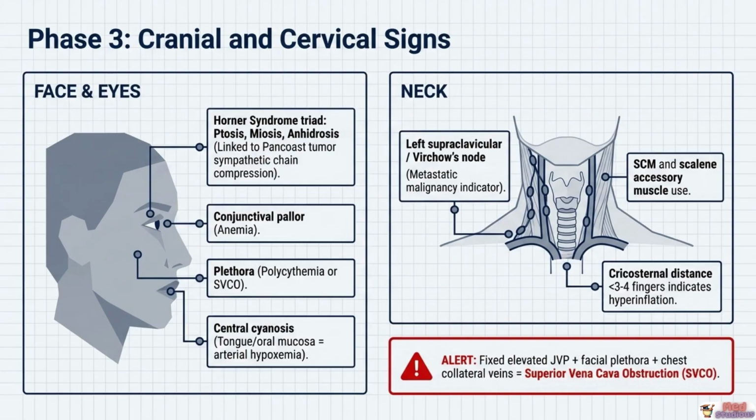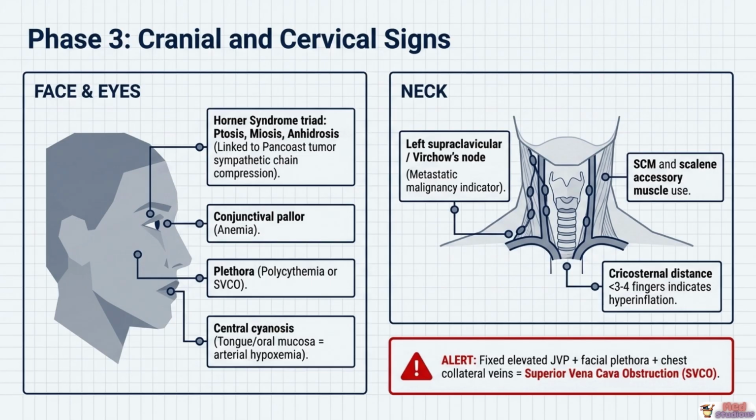Moving to the neck, a left supraclavicular node, also known as Virchow's node, is a critical indicator of metastatic malignancy and must always be actively sought. Visible use of the sternocleidomastoid and scalene accessory muscles during breathing indicates significant respiratory distress and increased work of breathing. The cricosternal distance, normally 3 to 4 finger breadths, becomes reduced in chronic hyperinflation, offering a useful adjunctive sign of advanced COPD.